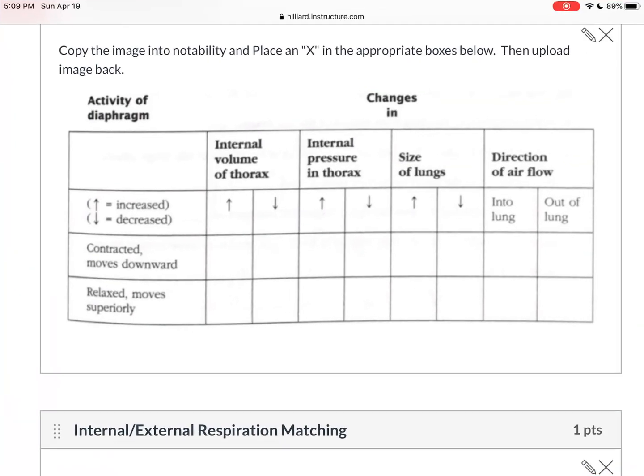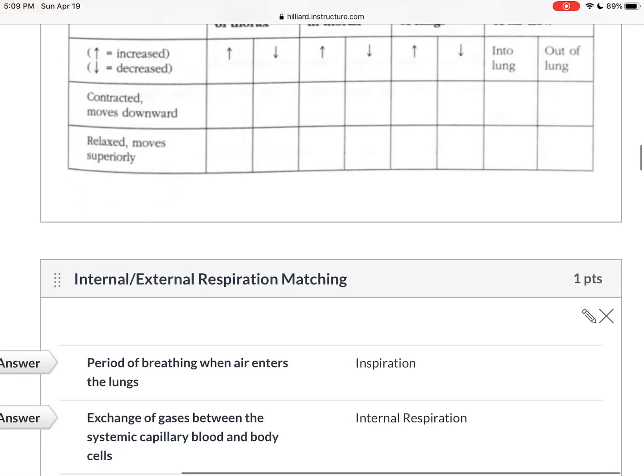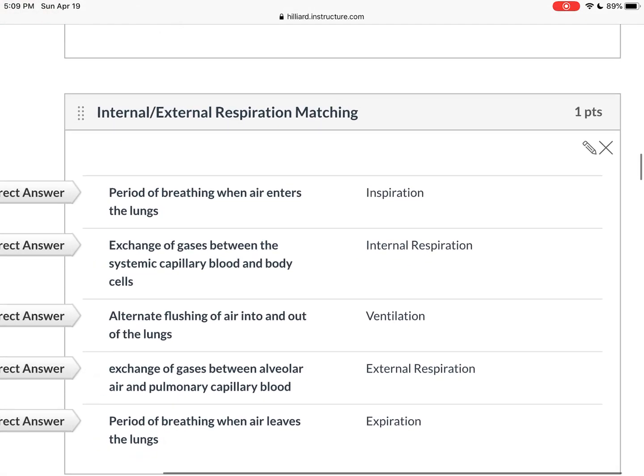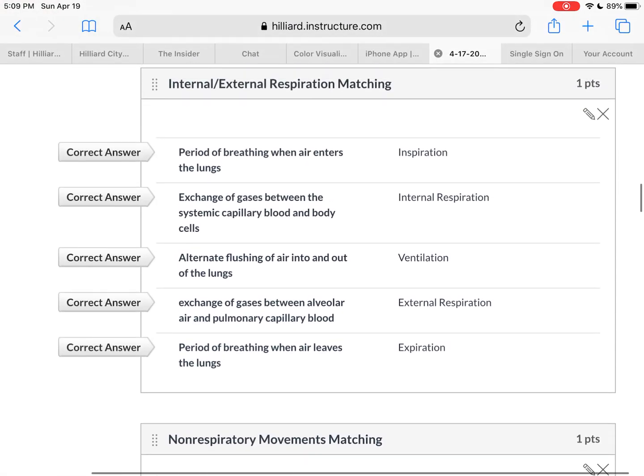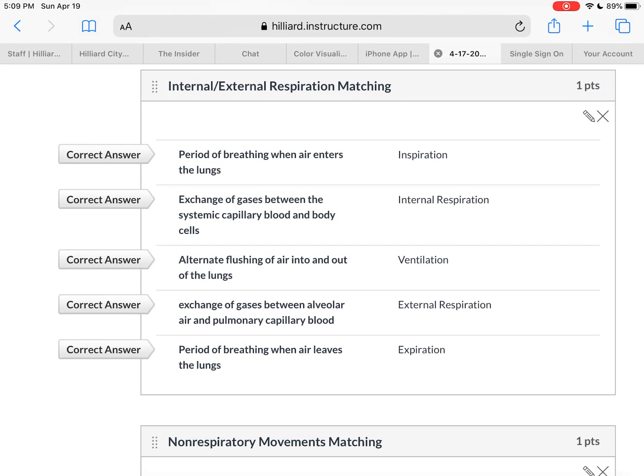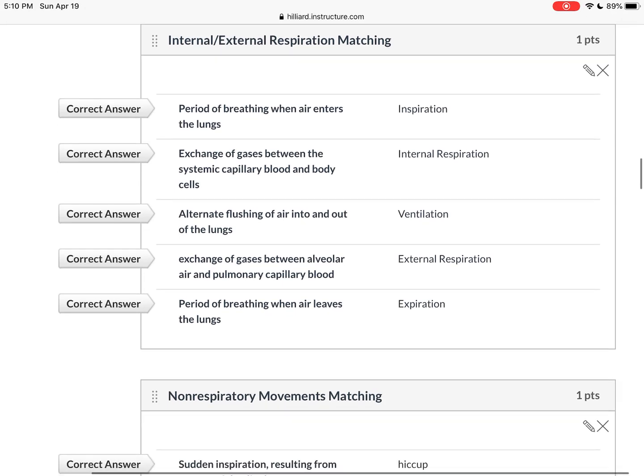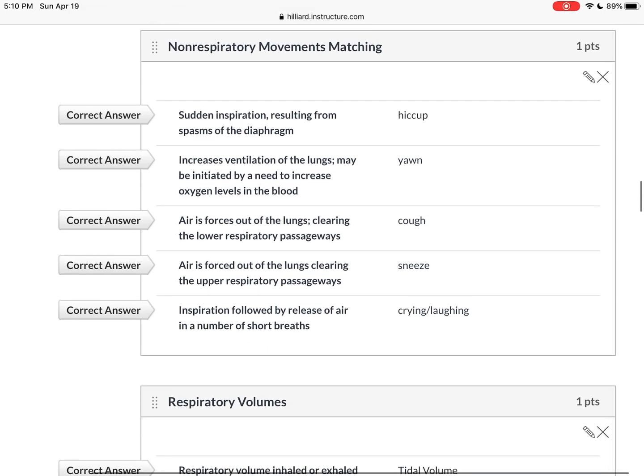Okay, so let's go back to our questions. You guys can go through these, and I think these will make sense to you. What we're looking at is the difference between inspiration, expiration, internal respiration, external respiration, and then ventilation is simply exchange of air. So review those definitions. Those are just basic matchings.